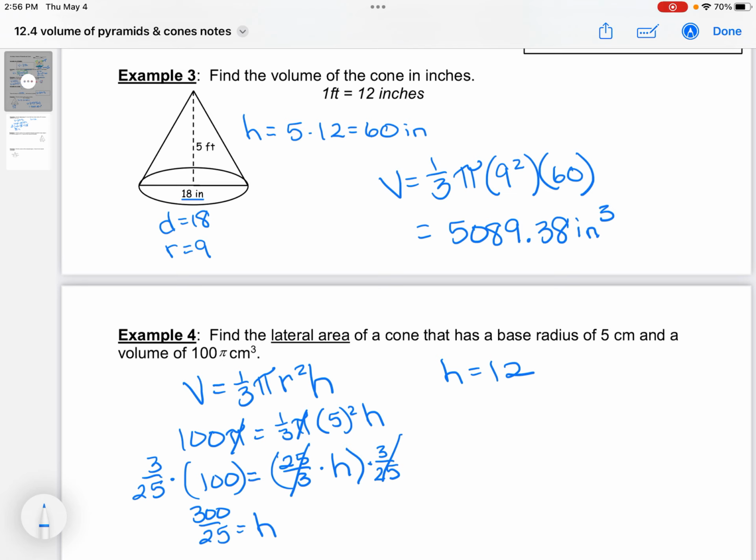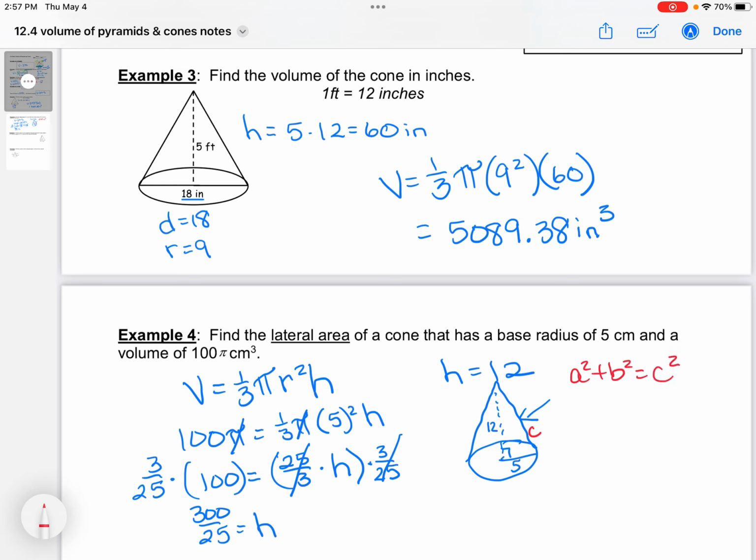I think we're supposed to find the lateral. Okay, so 12 is my height. If you think about the cone we had in our last example, and I'll draw a very pitiful one, 12 is this right here. The radius is 5.